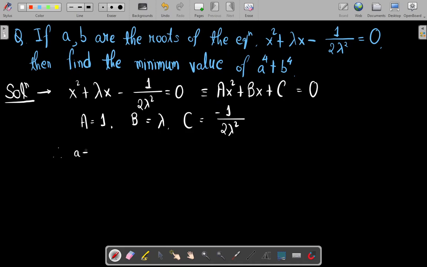Okay, so the sum of the roots a plus b will be minus capital B upon capital A. So this means a plus b is equal to minus lambda, and the product of roots ab is capital C upon capital A, which is minus 1 upon 2 lambda square. Capital A is 1, so anything divided by 1 is as it is. So we get a plus b equal to minus lambda and ab equal to minus 1 upon 2 lambda square.